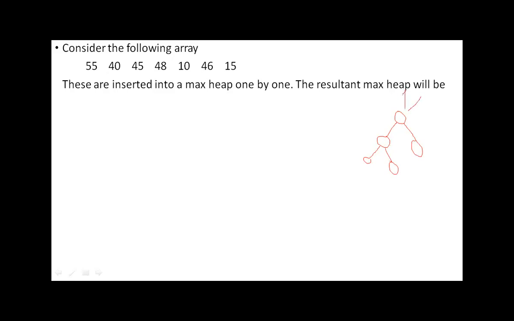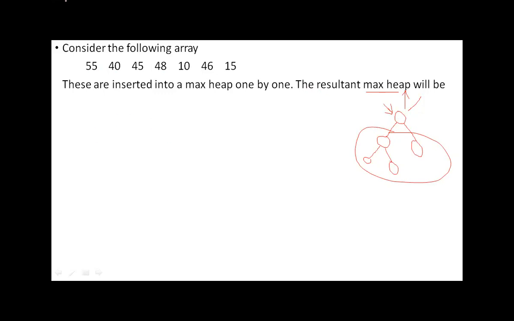Max heap means the root should always contain a greater number than its child nodes. What is the property of a max heap? The root node should contain a greater value than all its child nodes, not only the immediate ones. So this value should be greater than all the child nodes. Using these two properties, if you construct a max heap, that will be the diagram you get.